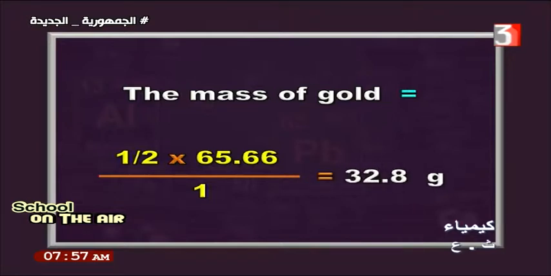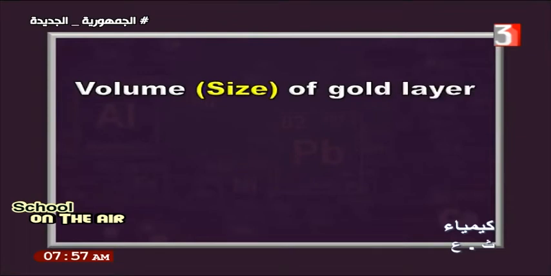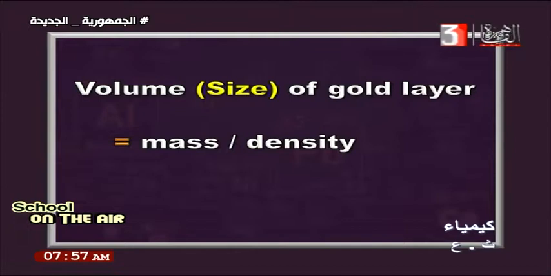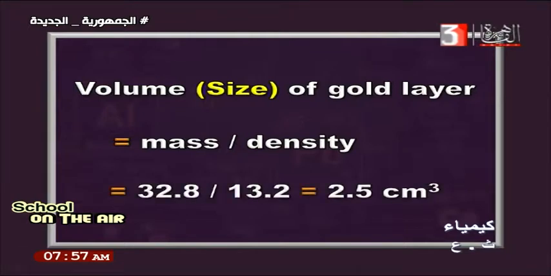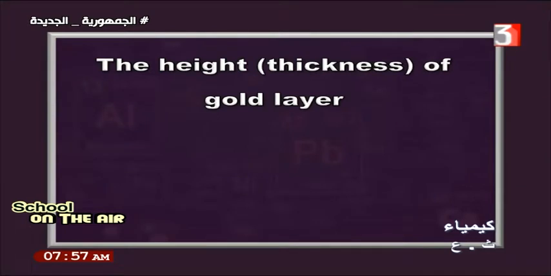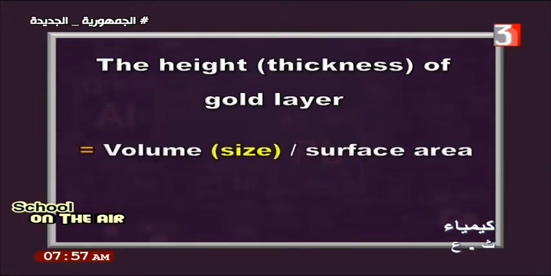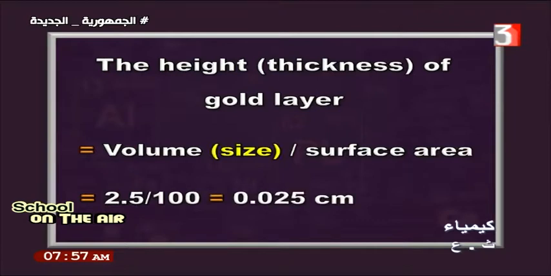So it equals 32.8 gram. So the volume of the gold layer equals mass over the density. So 32.8 over 13.2 equals 2.5 cubic centimeter. The height or the thickness of the gold layer is volume over the surface area, so 2.5 over 100, so it equals 0.025 centimeter.